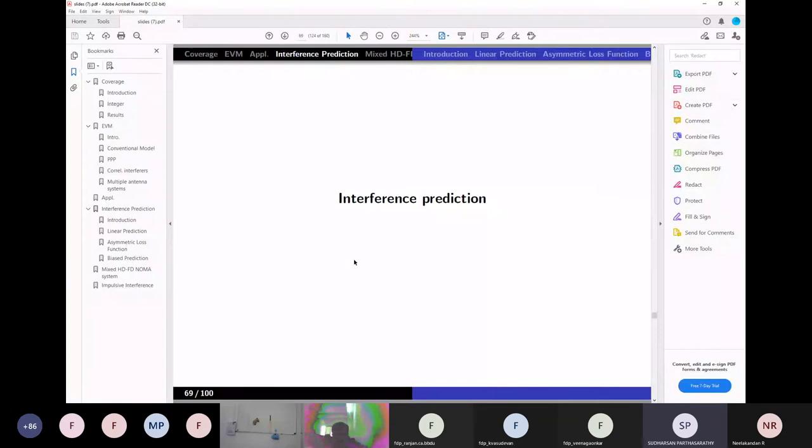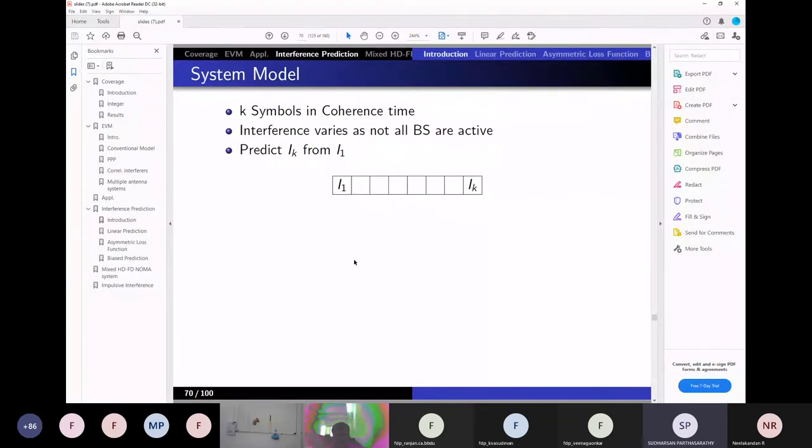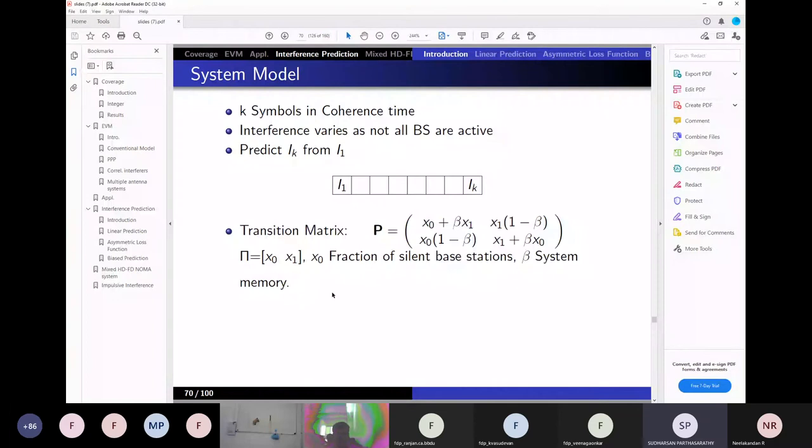Okay. We are jumping into a new topic called interference prediction. Slide number 70. So let's assume that there are k symbols in the coherence time. Coherence time is the time when the channel is constant. Even though the channel is constant, the interference need not be constant for these k symbols, because the interference can vary from one symbol to another, since not all the interferers need to be active in all the time slots.